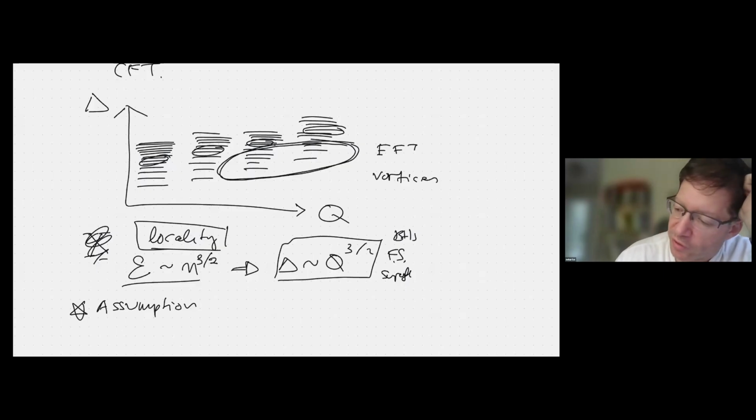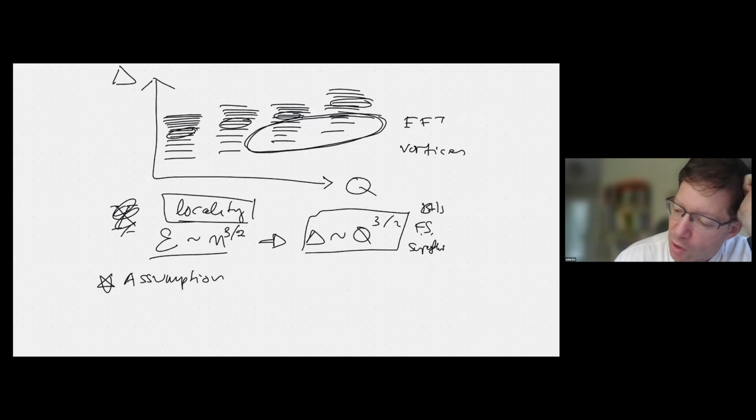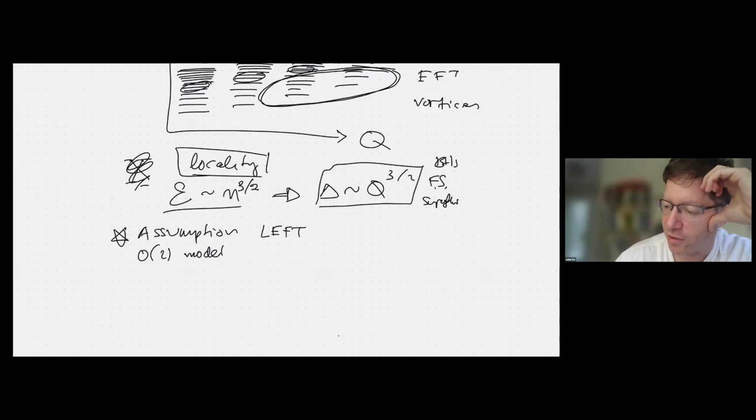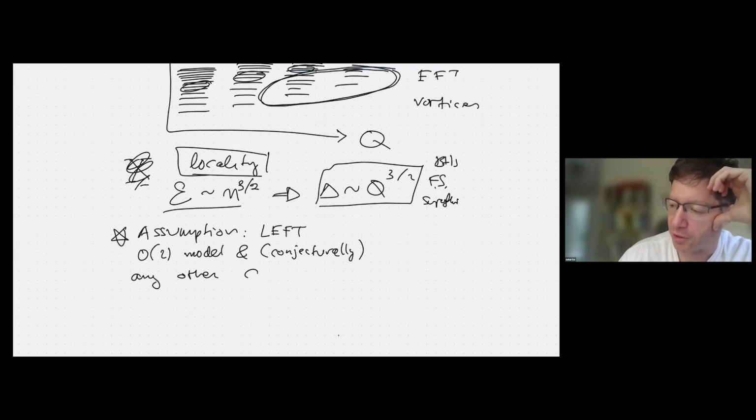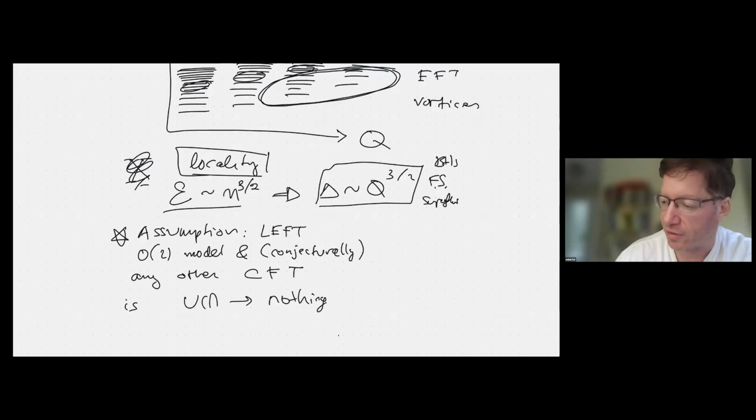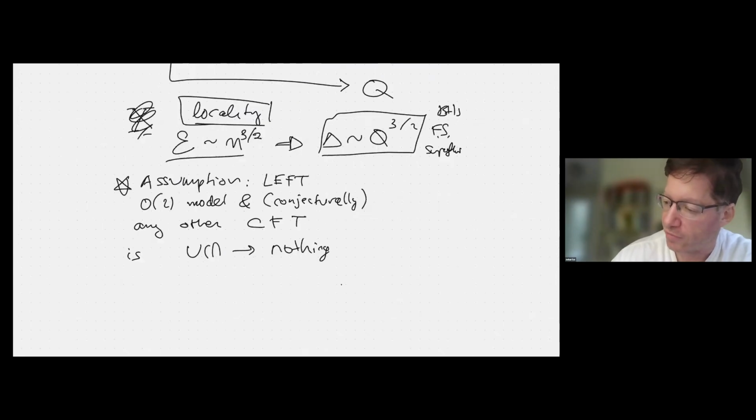We will assume that the low energy effective field theory in the O2 model, and conjecturally any other CFT, is described by a phase variable. I don't know how to prove this conjecture, of course. So we'll try to write down an effective field theory for a phase variable, and we'll assume that that's a low energy description of these composite operators, which look like phi to the q.